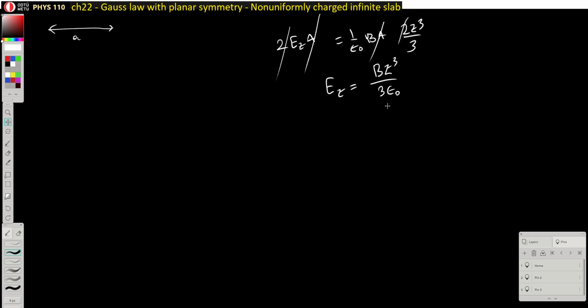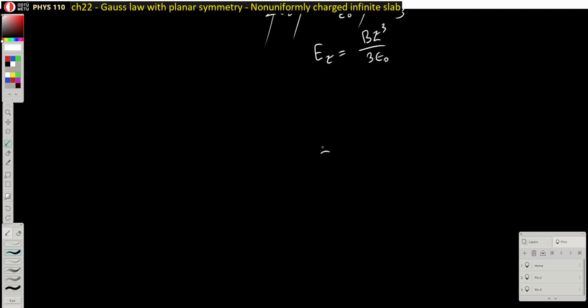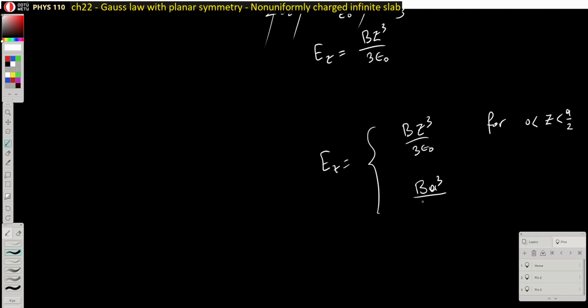So therefore, this is what I'm going to say. The z component of the electric field, I can write it in that form. It is b times z cubed divided by 3 epsilon 0. So let me say this is for z less than a over 2 and bigger than 0. And outside it was b times a cubed divided by 24 epsilon 0. So that's for z bigger than a over 2.